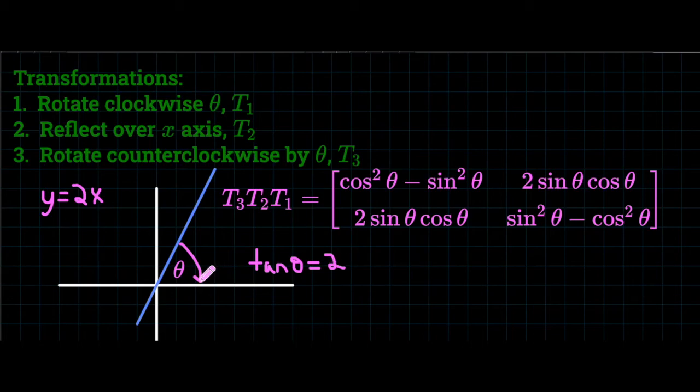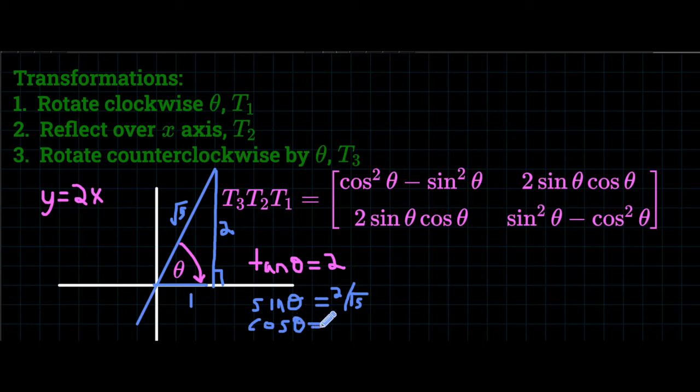Well, if tangent is 2, what are sine and cosine? So we can turn this line into a right triangle. And since we know the rise is 2 and the run is 1, we can use the Pythagorean theorem to solve for the hypotenuse, which would be root 5. And since we have the hypotenuse, we know that sine of theta is opposite over hypotenuse, 2 over root 5. We know that cosine would be 1 over root 5.